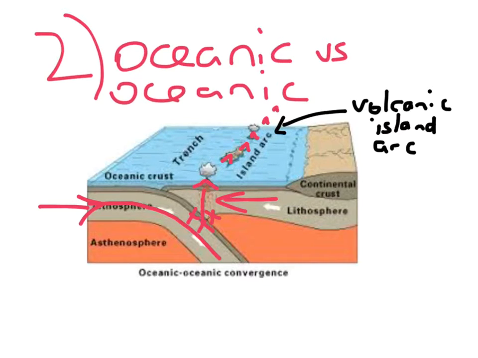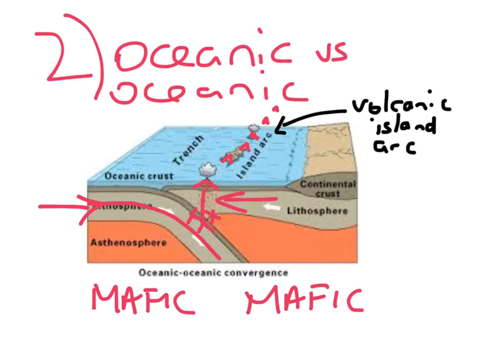Now, these convergent boundaries aren't so explosively eruptive. I don't know if that's a word. The eruptions aren't as explosive. The reason is because you've got 2 oceanic crusts coming together.